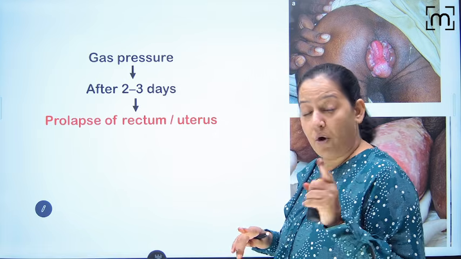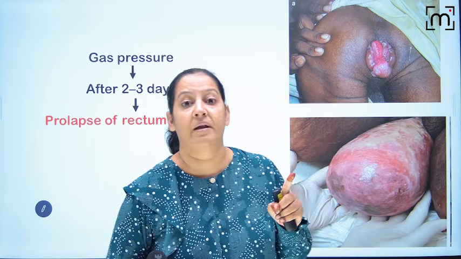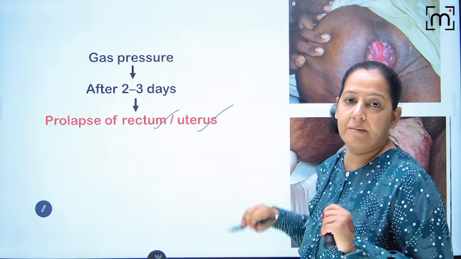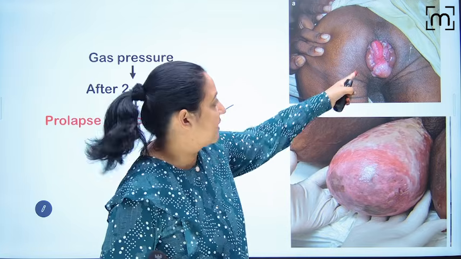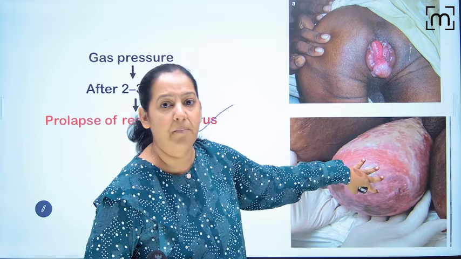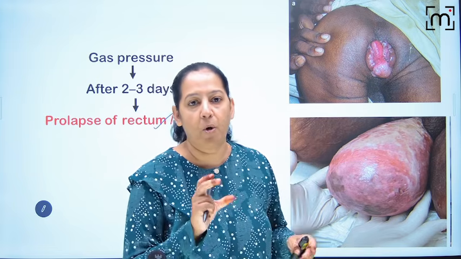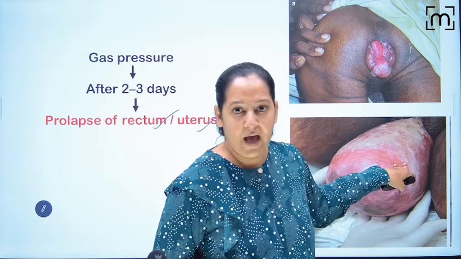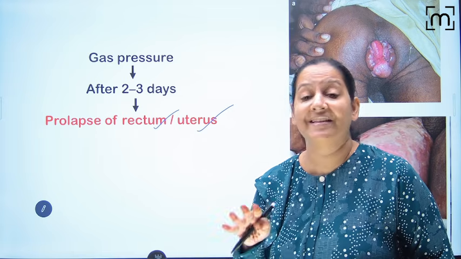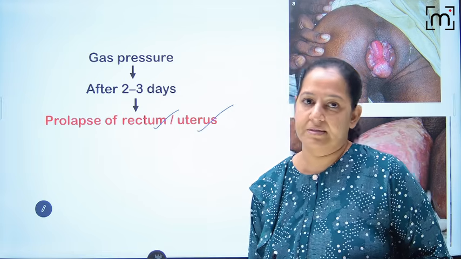Because of the gases in the abdomen and the reproductive tract, there can be rectal prolapse or uterus prolapse. Appreciate the rectal prolapse in a dead body. Appreciate the uterus prolapse. It is not a real diagram; it is maybe a small prolapse. So uterus prolapse and rectal prolapse can occur in dead bodies because of the gases in the abdomen.